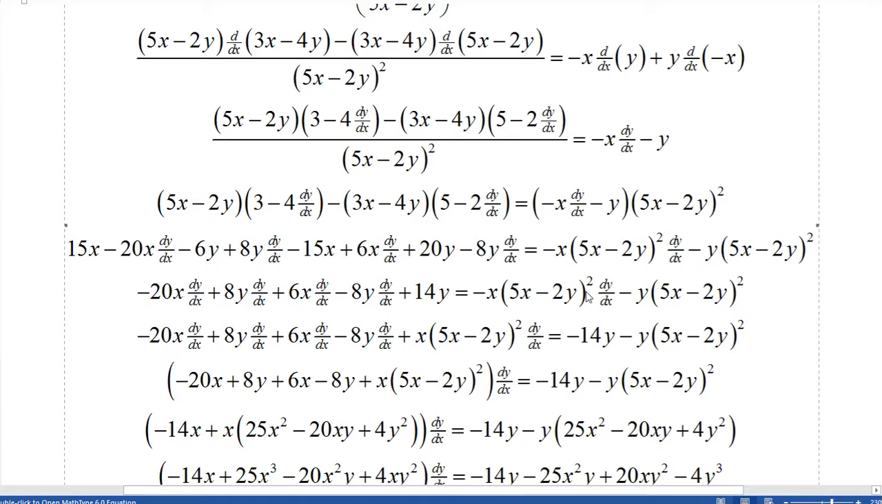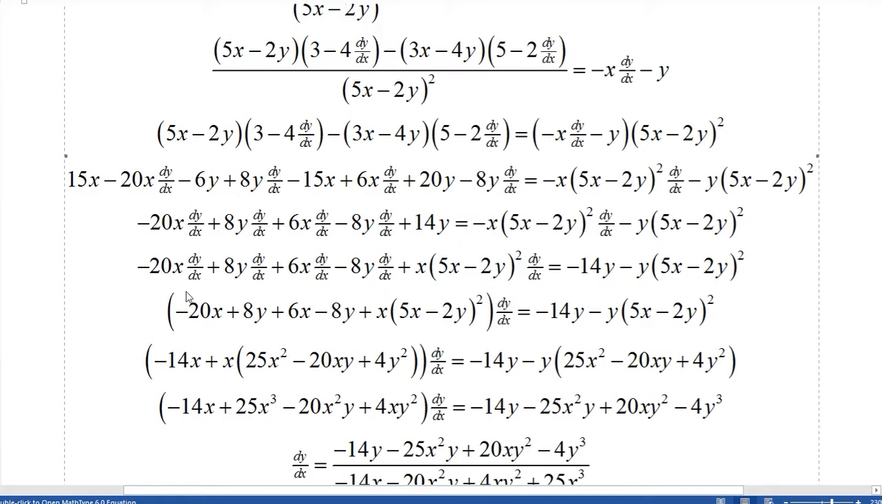This one has a dy over dx, so I need to add its opposite to both sides, which is a positive (5x minus 2y) squared times dy over dx. And so we're at this point. Now, over here on the left, I'm going to factor out a dy over dx, which leaves negative 20x plus 8y plus 6x minus 8y plus x times this binomial squared.